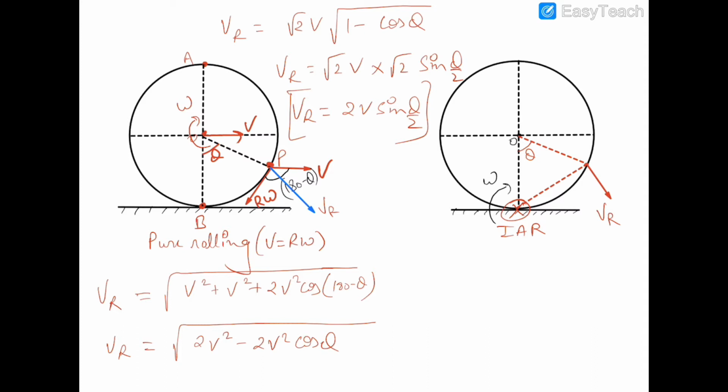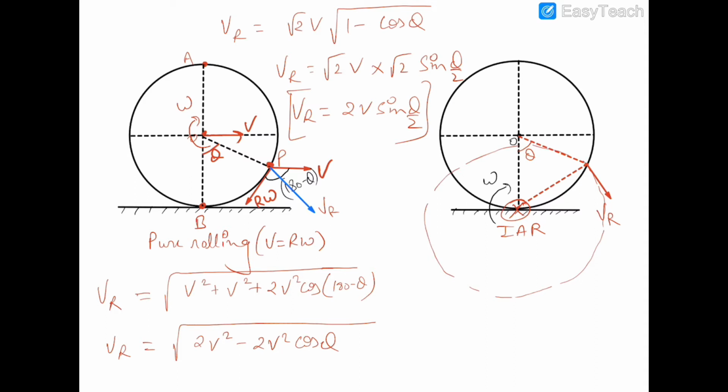Now let us find that velocity by using the IAR concept. So first of all, we know that IAR is an axis which is passing through this point B, and therefore if we join this point P with IAR, this would be the radius of rotation, and we can say that this point P would be rotating like that with the angular velocity omega about IAR.